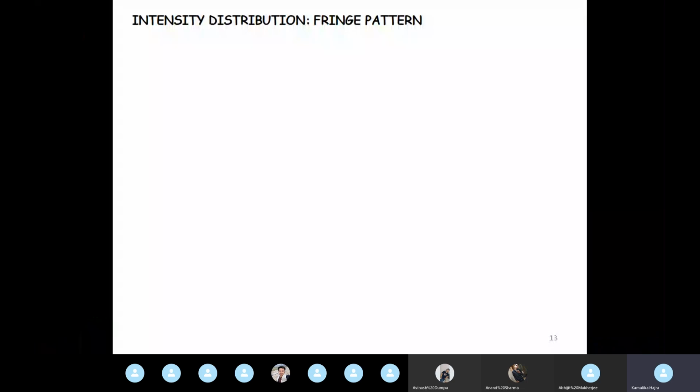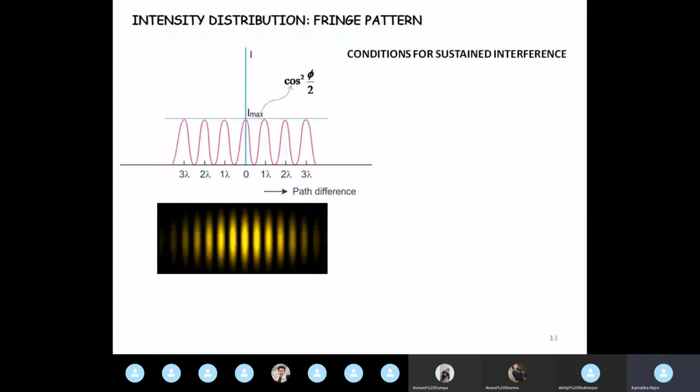Okay, so if you remember the conditions of viewing, we were doing interference, and we started with interference by division of wavefront. The conditions for viewing sustained interference in any kind of interference setup are, first, that the sources must be coherent. We can view an interference fringe pattern only if the light is coming from coherent sources.